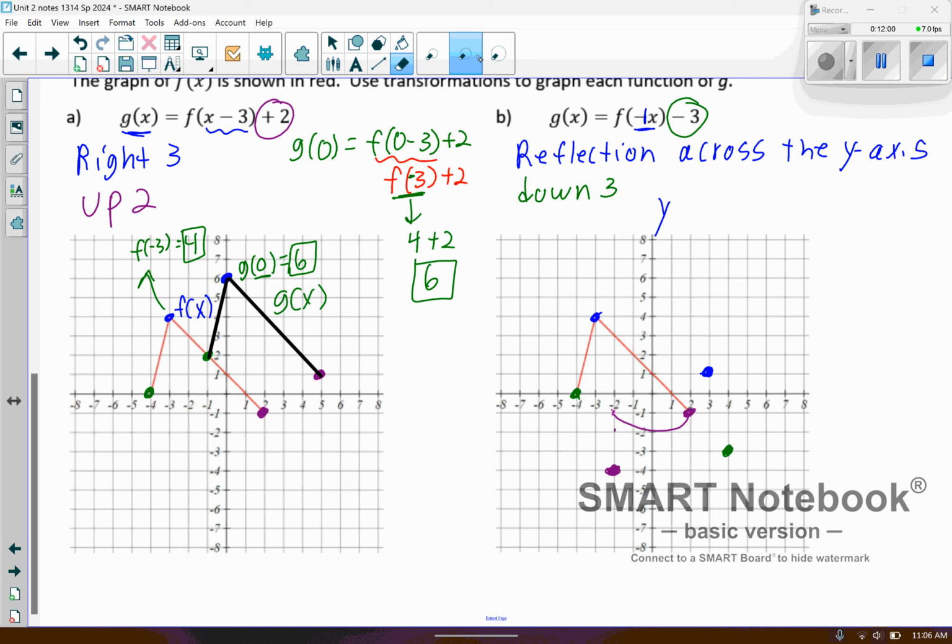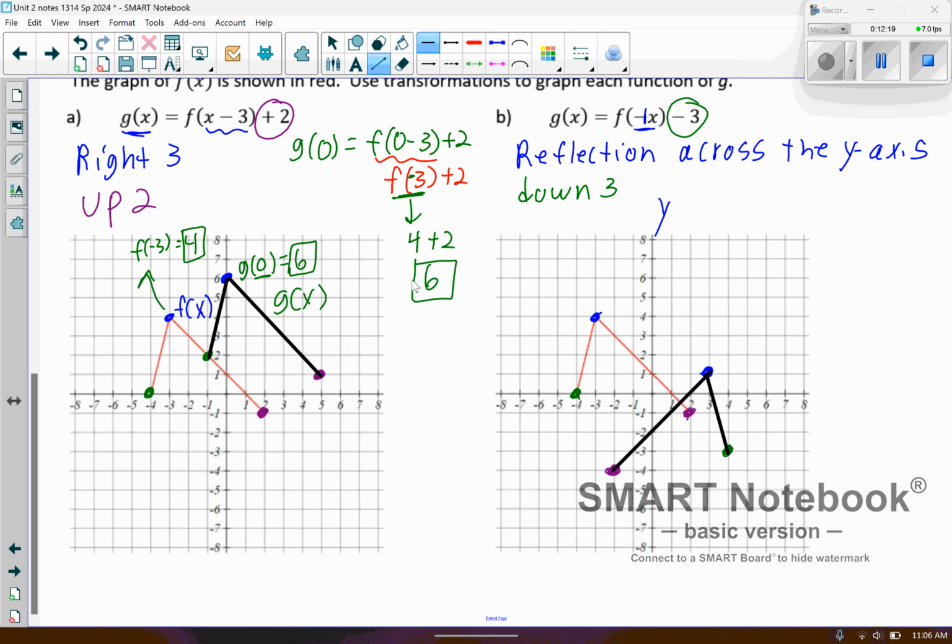Let me go ahead and erase this so that now we can connect those 3 points together to make my graph. You want to connect them the same way they were connected over here: green, blue, purple. So green to blue to purple.